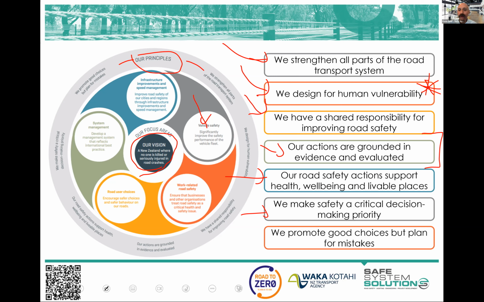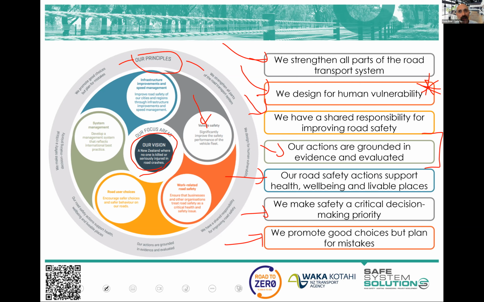Getting people from A to B quickly, environmental impact, and these sort of things, as I talked about. I mean, they're all intertwined. You set safety within that as a critical decision-making priority. Usually most of them all fall out beautifully alongside it. I'll talk more about that as well. We promote good choices, but plan for mistakes. There it is. That is designing for failure or operating for failure.